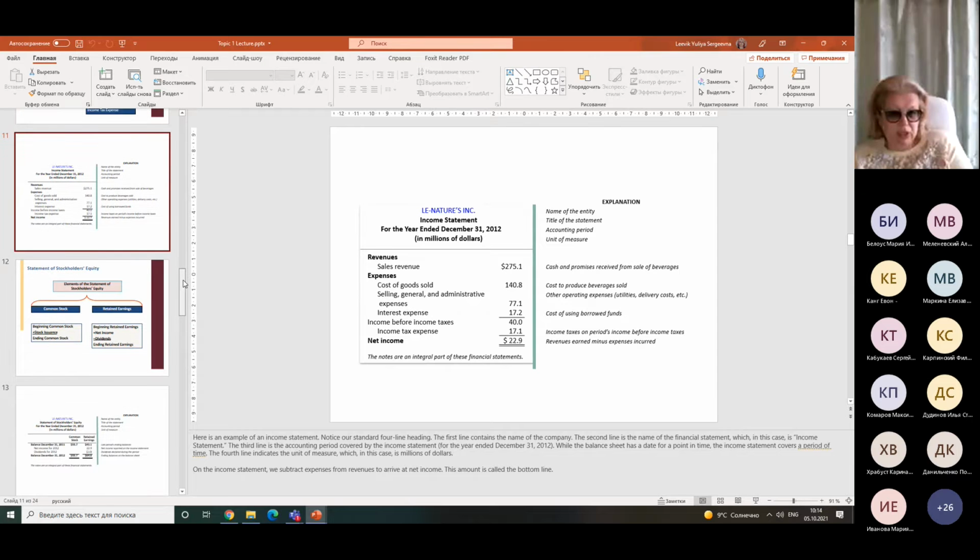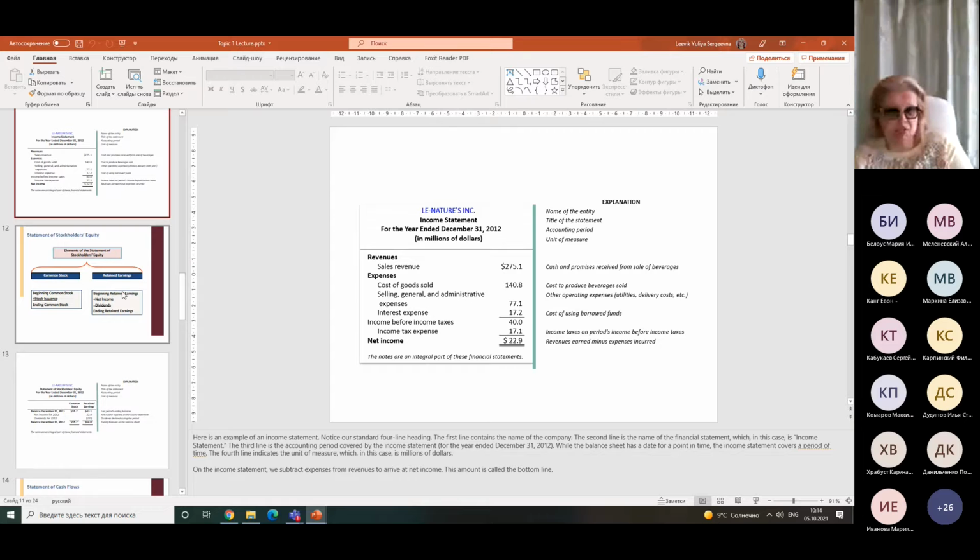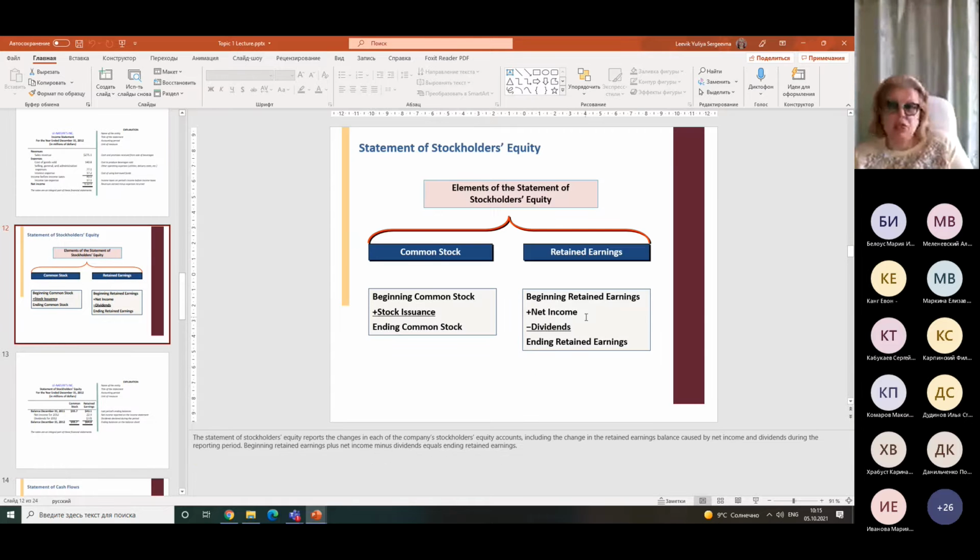So I will repeat the structure of the income statement once again. This is the simplest format. Statement of stockholders' equity. Once again, what we discussed: common stock, retained earnings. When we calculate retained earnings at the end of the period, we take the beginning amount plus net income and minus dividends.